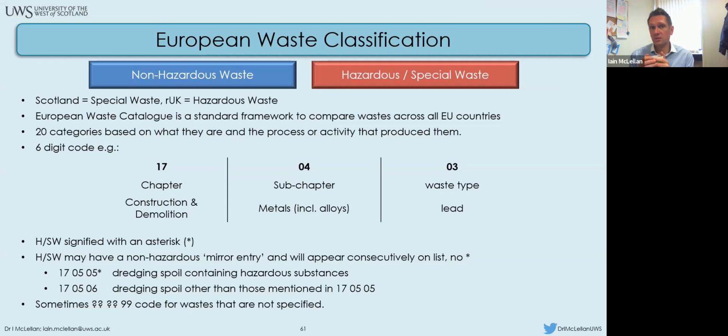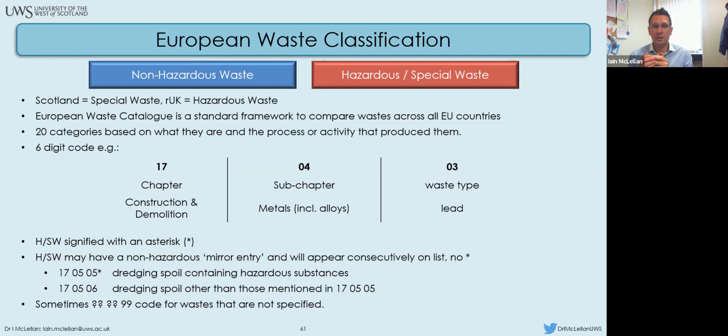The first 2 numbers are the chapter of the book. The second 2 is the subchapter, and then the last 2 is the waste type. There are 20 chapters in this book, and we'll look at them in the next slide. And if there's an asterisk present, then that is the hazardous or special waste. And if it doesn't have one, then it's the non-hazardous waste.